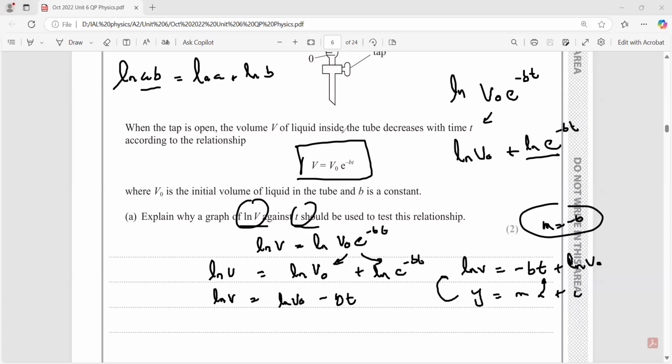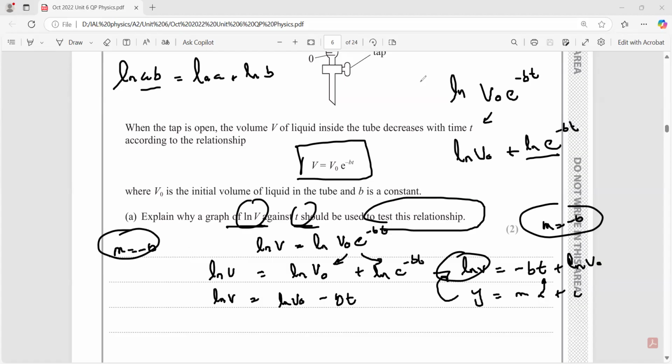So what we will write: explain why the graph of ln V and T should be used to test this relation. When we plot a graph of ln V on the y-axis and T on the x-axis, our gradient will be constant, which equals negative B, and there will be a y-intercept that equals ln V naught.